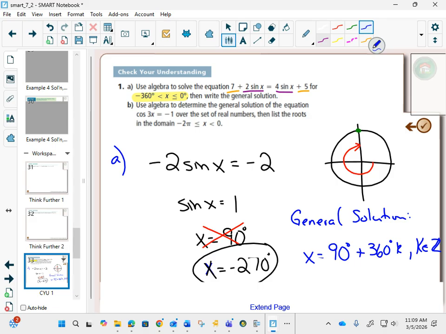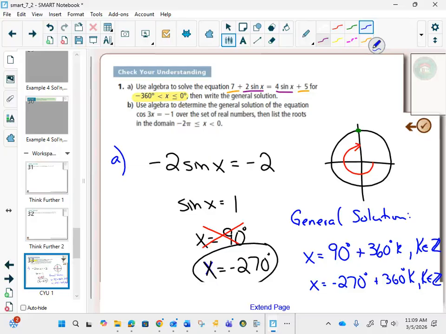Now, if you look at the answer key at the end, you'll see that the textbook did this. Both of those are right answers. Because what does this mean? This is 90 degrees plus everything that's coterminal with it. This says minus 270 degrees plus everything that's coterminal with it. Would you agree that minus 270 is coterminal with 90?